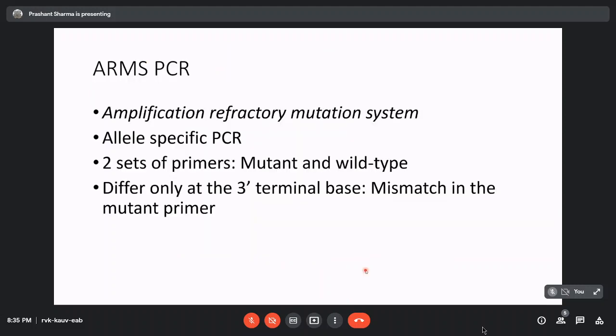Coming on now to the amplification refractory mutation system, which is the system that we use at PGI. This is a form of allele-specific PCR, but not just any allele-specific PCR, it's a very special one. Because in this we have two sets of primers, a mutant and a wild-type primer. And these primers are identical to each other, except that they differ only at the 3' terminal base. And this makes it obvious that we can only use this for a single base pair substitution.